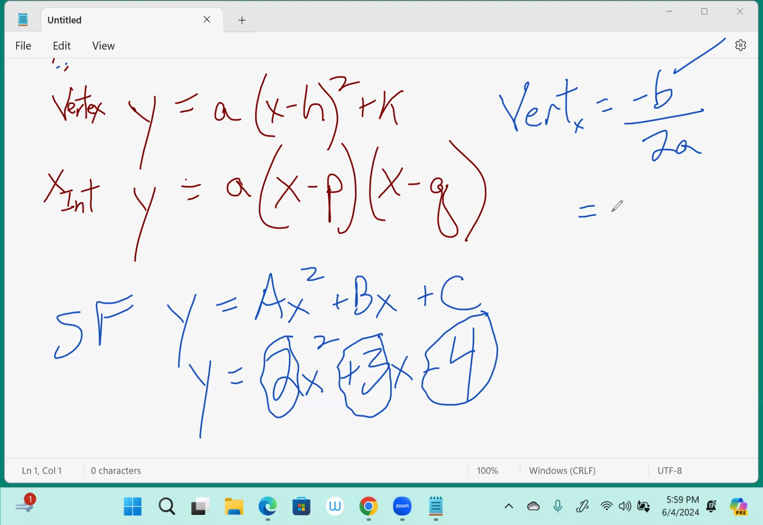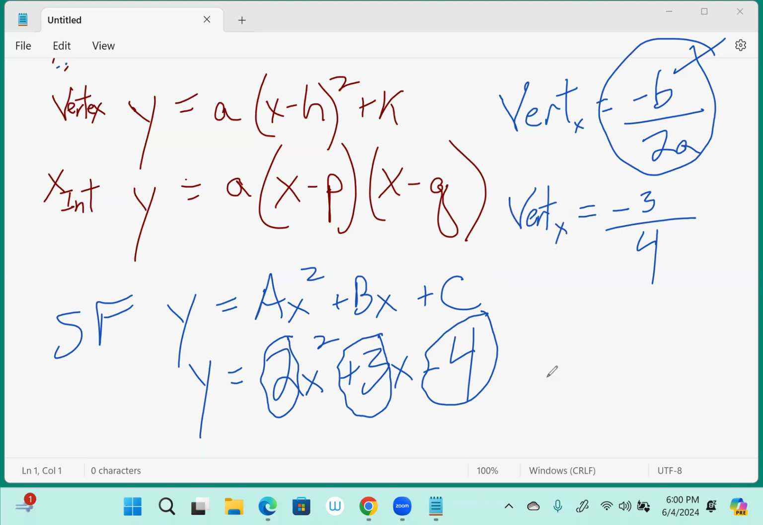B and C. I'm plugging it into the negative b here. So then we'll have negative 3 over 2 times 2, which ends up being negative 3 over 4. And notice how quickly we were able to come up with it. It doesn't even use C. So that's the x coordinate of the vertex.